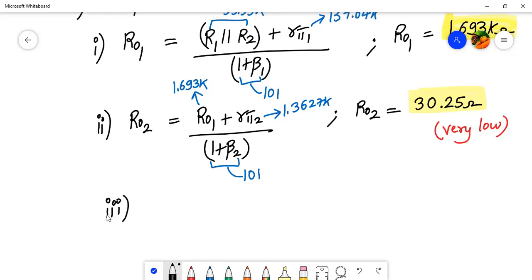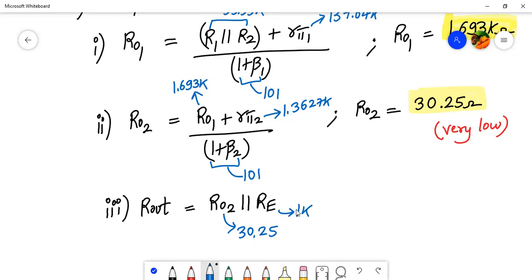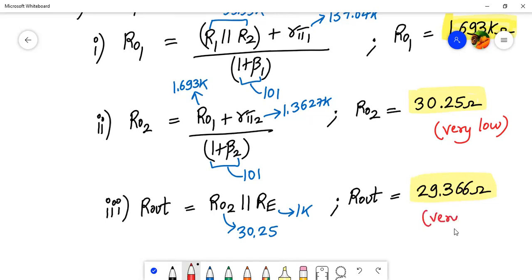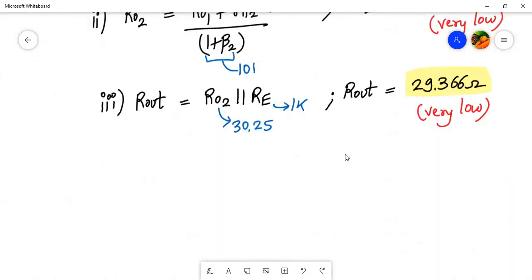So output resistance of the circuit, that is R out, will be given by RO2 parallel to RE, and RO2 value is how much? 30.25, and RE value is 1 kilo ohms. So the resultant also will be close to 30 ohms only. Okay, so R out will come out to be 29.366. Again, it's a very low value. So that means emitter follower amplifier using Darlington pair has a very low output resistance. Its value is very, very low. Okay. So these equations are giving a lot of insight into the understanding of this Darlington pair amplifier.